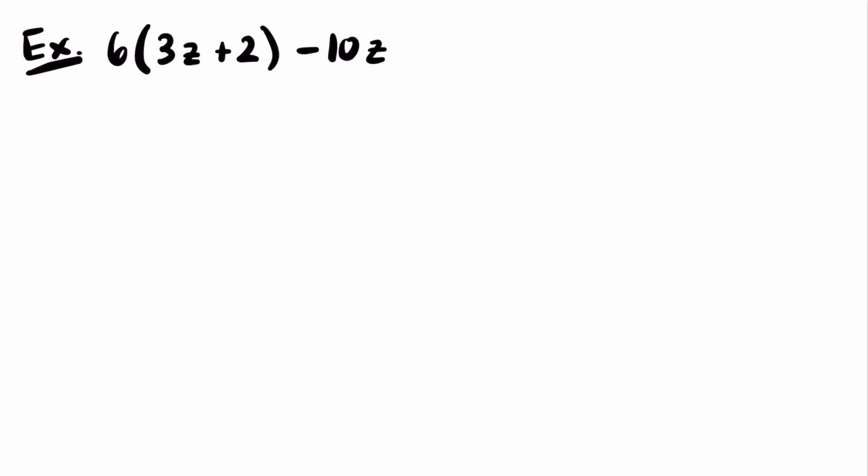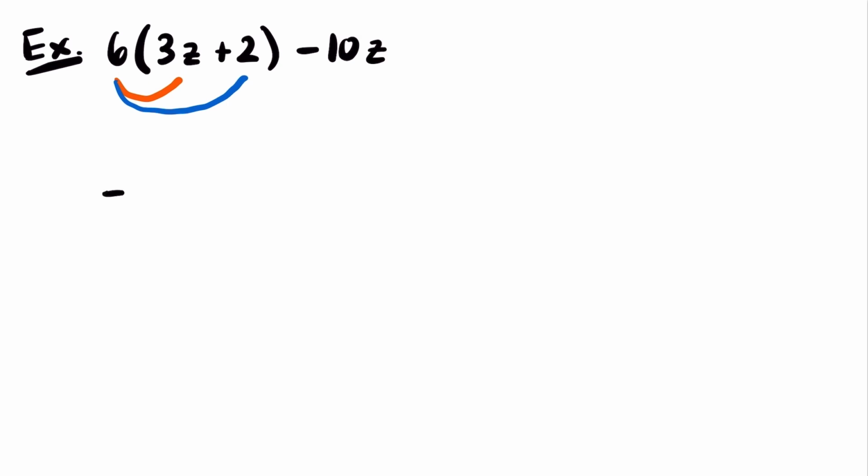Here I have another variable expression that we can simplify. We have 6 multiplied by the quantity 3z plus 2, and then after that we are subtracting 10z. This term on the end here is not affected by the distributive property. You're not going to multiply 6 by all 3 of these terms. You're just going to multiply 6 by what is inside the parentheses. The distributive property does not reach out beyond what is inside a set of parentheses. So we will multiply 6 by 3z, and we will multiply it by 2, and that's it. We will just add on that negative 10z onto the end.